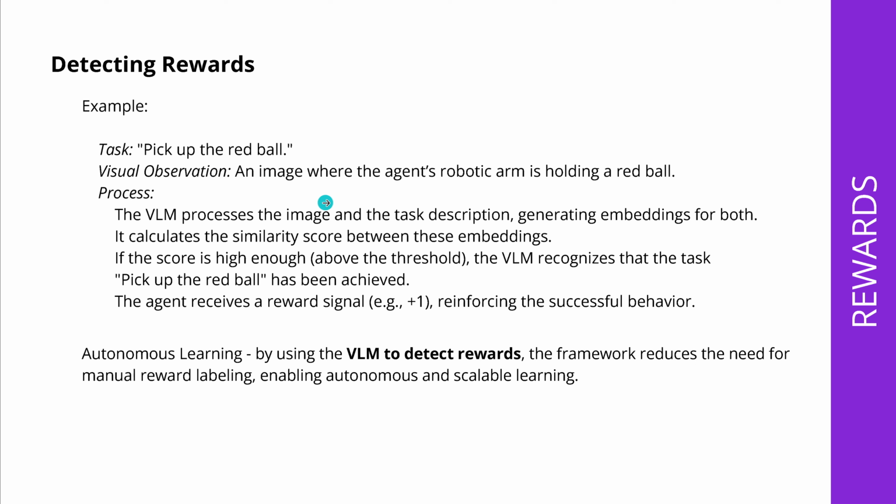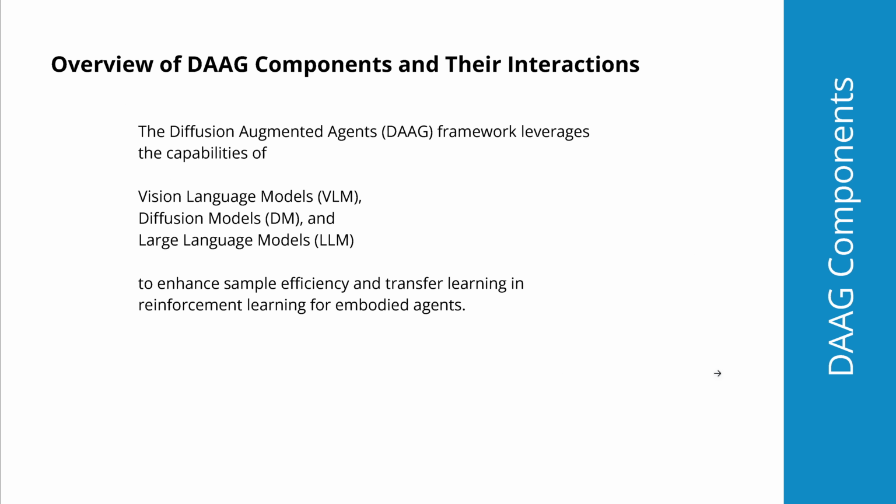Autonomous learning happened without human intervention by using the vision language model, the large language model, with a little bit of help of the diffusion model to detect the rewards, and the framework reduces the need for manual reward labeling, enabling autonomous and scalable learning. And even if you want, you can learn things that are not even real. You can redefine reality. You can redefine historical events. You can redefine whatever you can imagine you can build, because AI will build it for you. And beautiful, I think this is it.